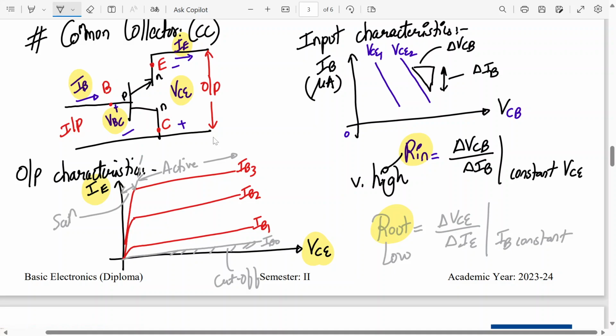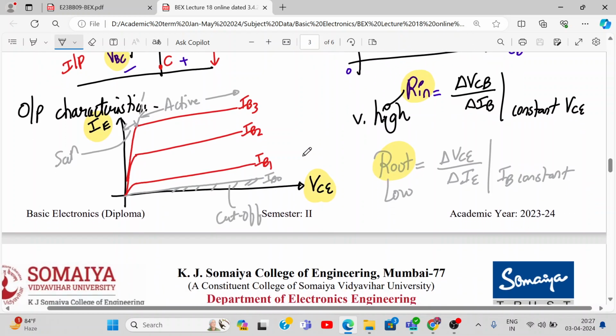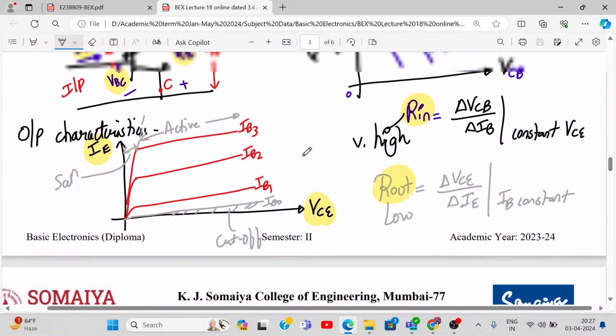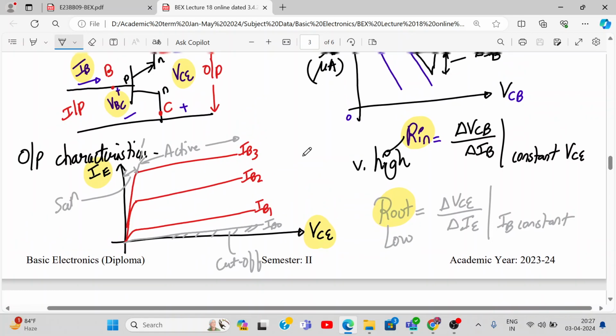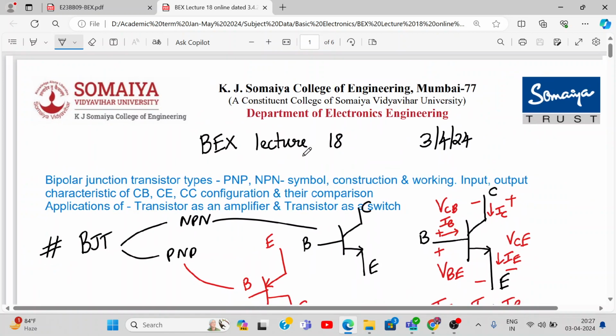You have any doubt or a query, you can ask me. Any doubt, anyone? Is practical circuit, you can draw it on its own, you can try it on your own. Okay. So that is it from my side for the input and output characteristics.